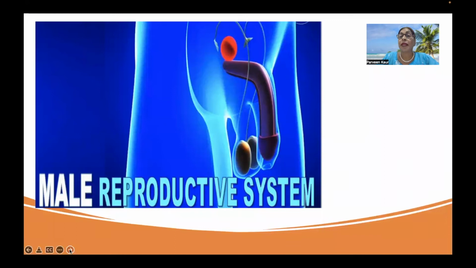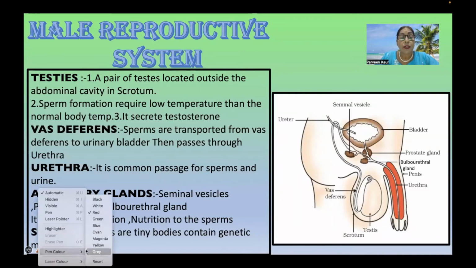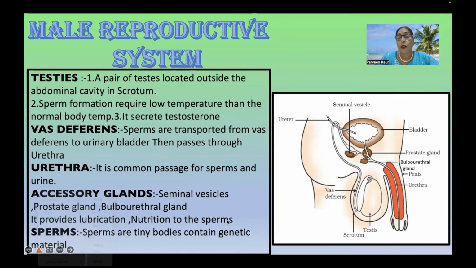This is the male reproductive system. In the male reproductive system, a pair of testes is located outside the abdominal cavity in the scrotum. So here you can see this structure. This is called the scrotum, and the scrotum provides protection to the testes. It keeps the temperature lower than the body temperature.